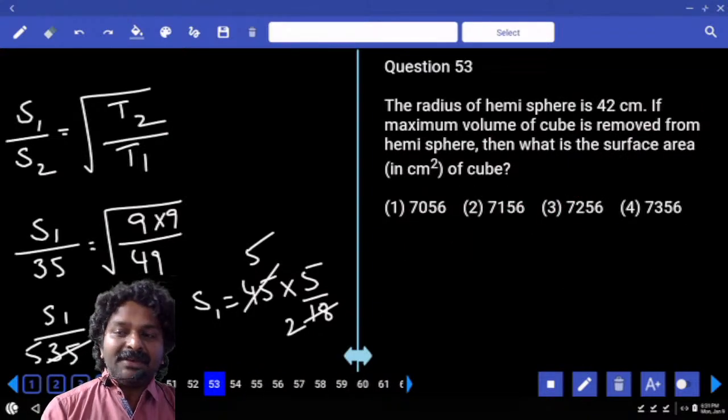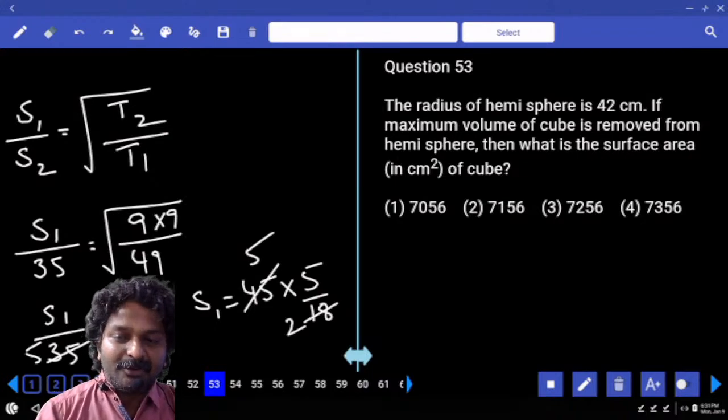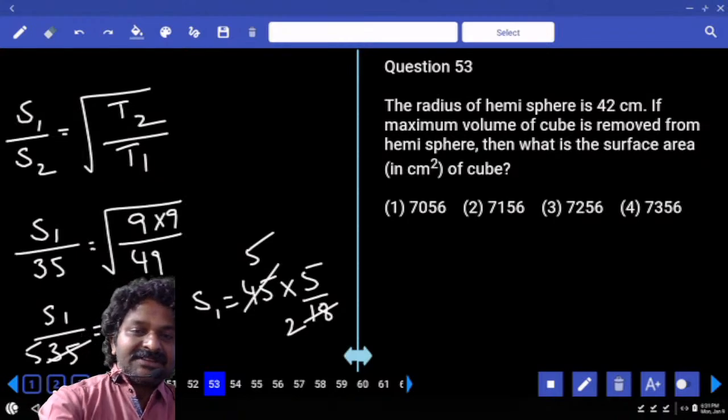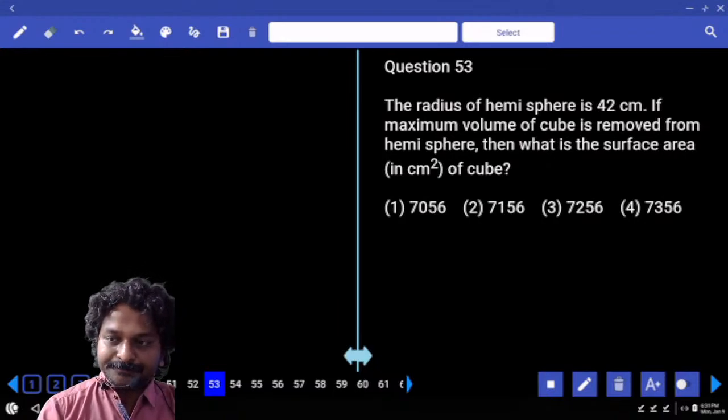The radius of a hemisphere is 42 centimeters. If the maximum value of cube is removed from the hemisphere, then what is the surface area? Surface area, please stop this question once, we'll discuss this later.